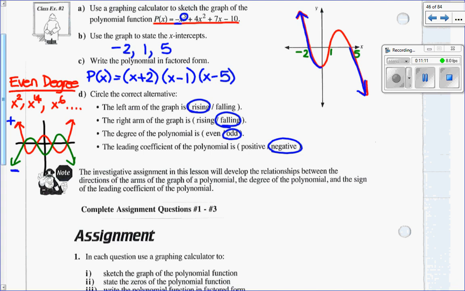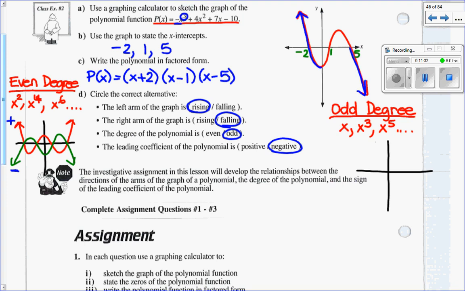Okay, on this side, let's make a note about polynomial functions of odd degree. These would be your polynomial functions that are x, or x cubed, or x to the 5th, and so on. These ones, of course, will again have different shapes, but they will always have the same beginning and ending behaviors. So if it is a positive leading coefficient, then these graphs will start in quadrant 3, but they will end in quadrant 1. If your leading coefficient is negative, then they will start in quadrant 2, but they will end in quadrant 4.